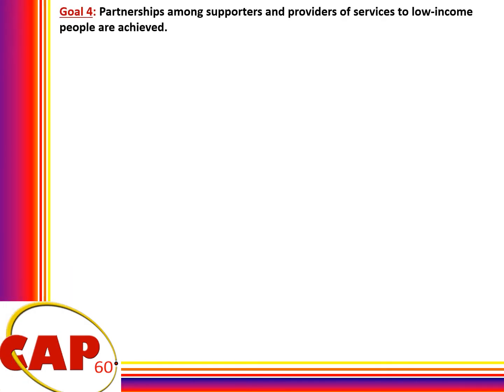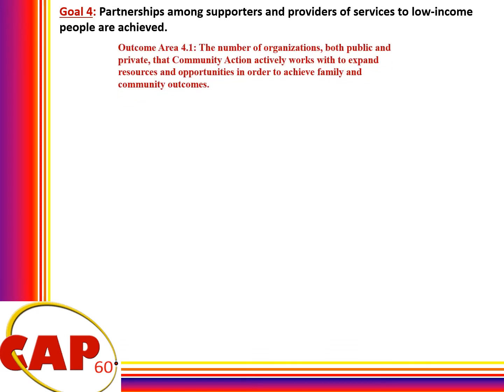Let's break down Goal 4. Partnerships among supporters and providers of services to low-income people are achieved. Goal 4 only consists of Outcome Area 4.1, the number of organizations, both public and private, that Community Action actively works with to expand resources and opportunities in order to achieve family and community outcomes. It is expected that all CAAs work with other public and private organizations to expand service opportunities for individuals or families or to achieve community improvement outcomes.